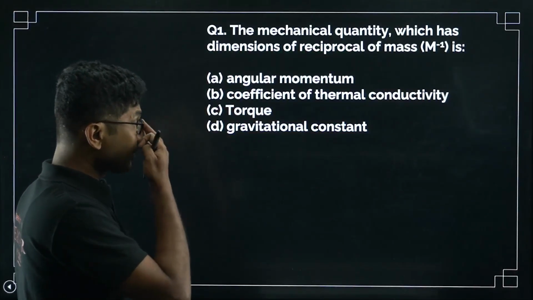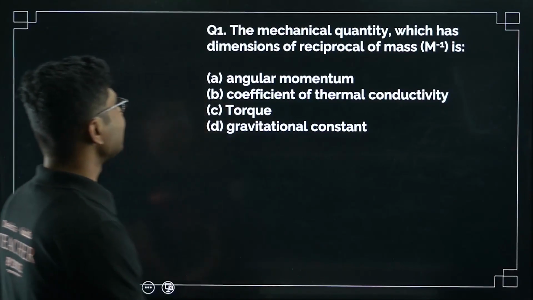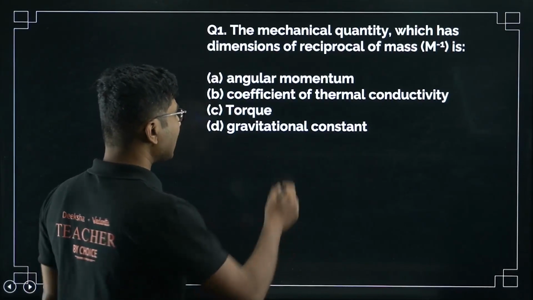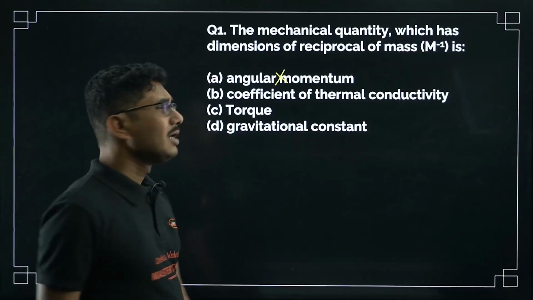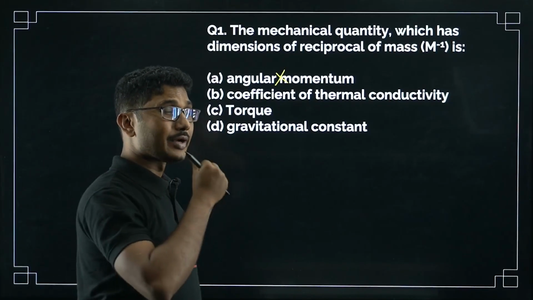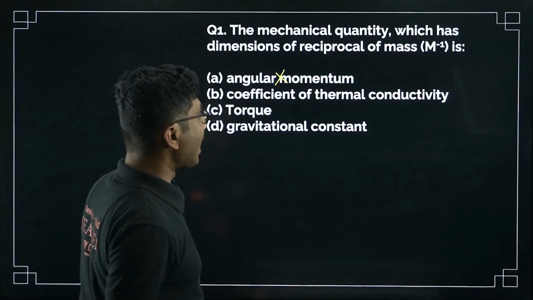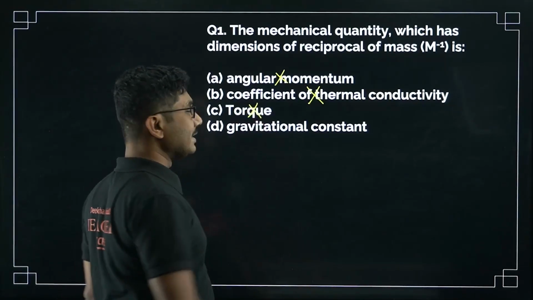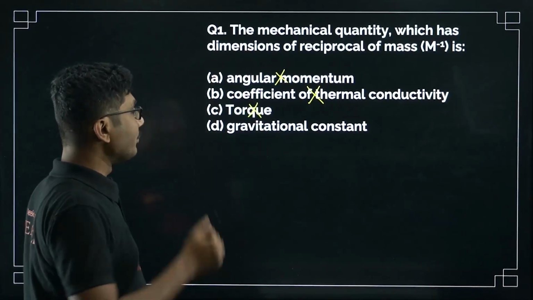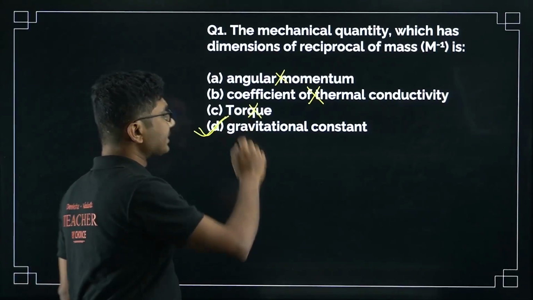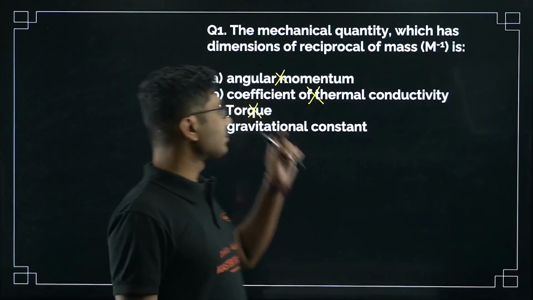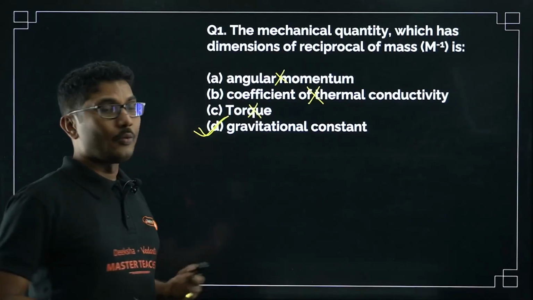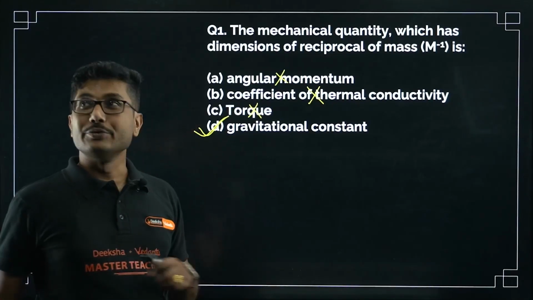So let's start with the questions. The mechanical quantity which has a dimension of reciprocal of mass m is... Now angular momentum is not reciprocal of mass; it is I omega, where I is mr square and omega is per second, so it is not per mass inverse. Coefficient of thermal conductivity has nothing to do with mass. Torque is force into displacement, again nothing to do with the mass inverse, so it is gravitational constant. You can check that out dimensionally as well, but we have solved it by the method of elimination. So in case you know which other options are not valid, you can use the method of elimination.